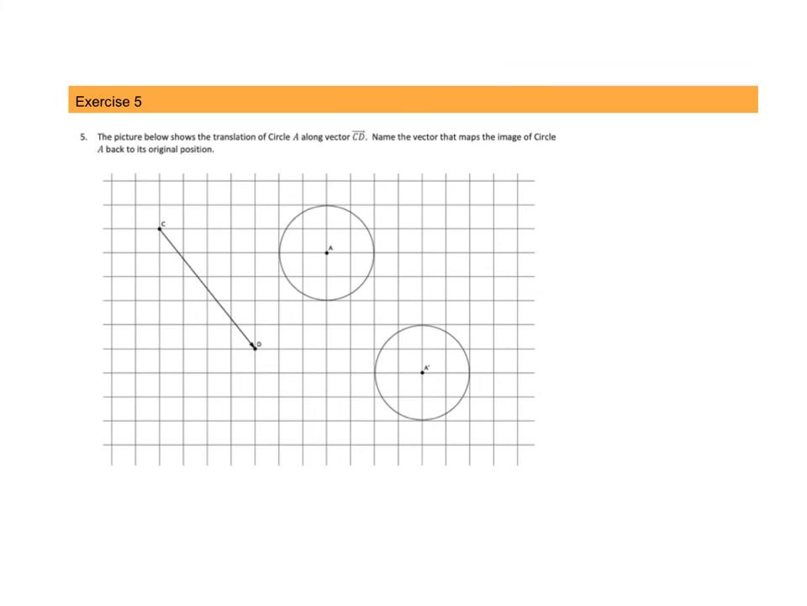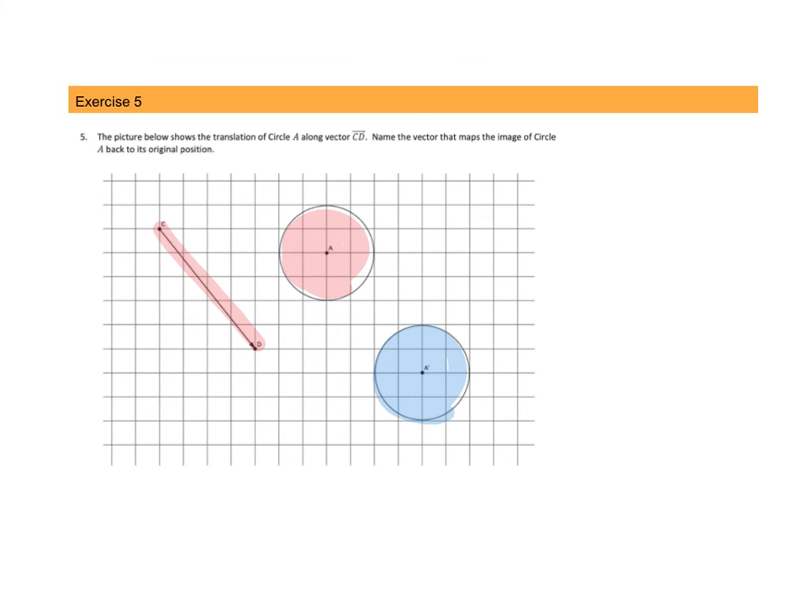All right, exercise 5 is our second to last exercise. It says the picture below shows a translation of circle A along vector CD. So basically they've already done it for us. They took this circle right here, circle A, and they translated it along vector CD. Okay, and then it became this circle right here. I'll do it in blue, A prime.